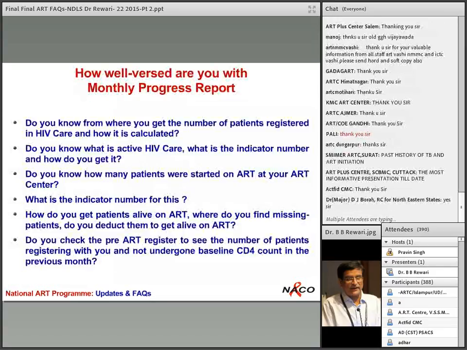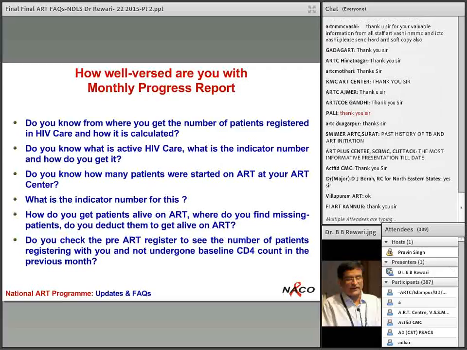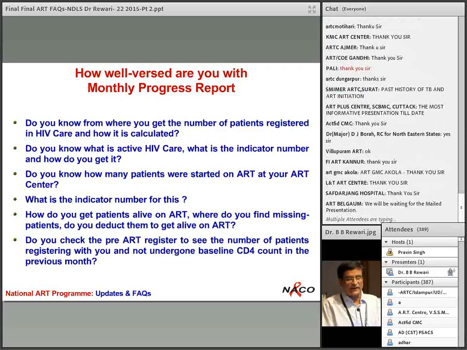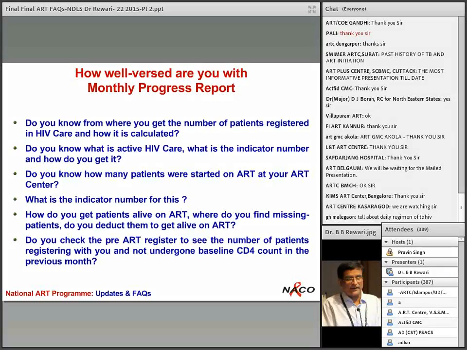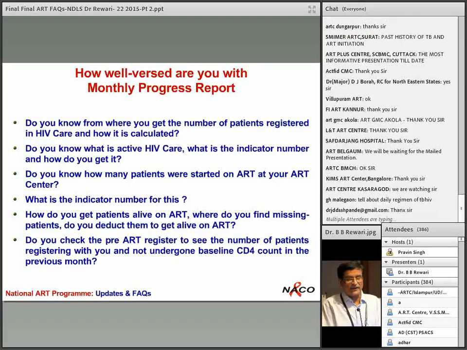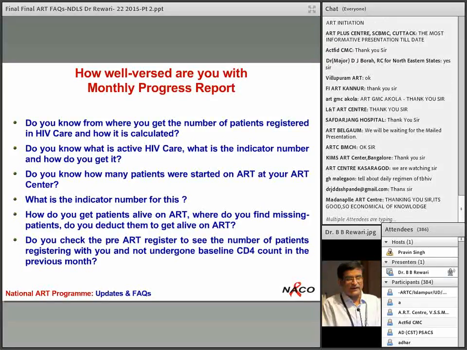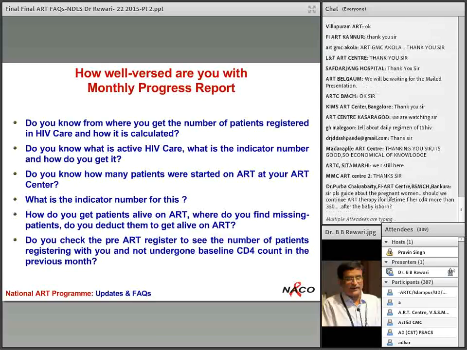Basically, how well versed are you with your monthly progress report? You don't have to answer this to me now or ever. You don't have to send a reply to me on this by email or on your window now. You have to think when you go back, sit in your ART center, put this question in front of you and ask yourself, do you know from where you get the number of patients registered in HIV care? Which indicator is it? Which 2 point, 3 point, 5 point, which is this indicator? How do you calculate it first time?